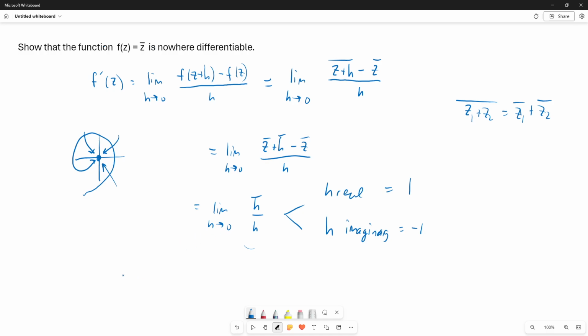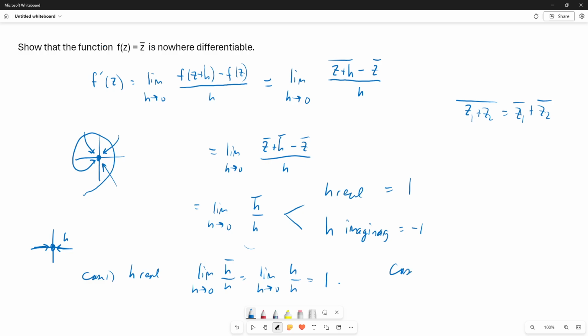So again, in maybe a little more detail, if we consider case 1, h is real, so h is going to 0 and h is real. So the picture here is 0, h is a real number, h going to 0 like that. Then in this limit, h bar is just h, and h over h is 1. And so then the limit of 1 is 1.